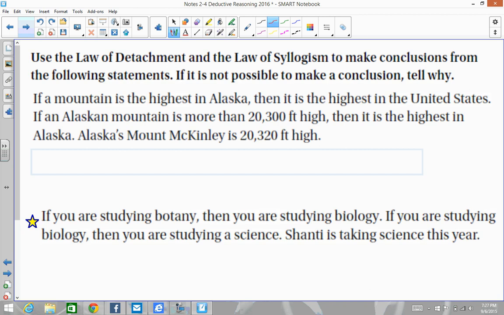Okay. So using the law of detachment and law of syllogism to make a conclusion from the following statements, if not possible to make a conclusion, explain to us why. So you can pause the video, you can do these two. I will be checking for the second one in your notes. The first one I will show you when you're done doing these.